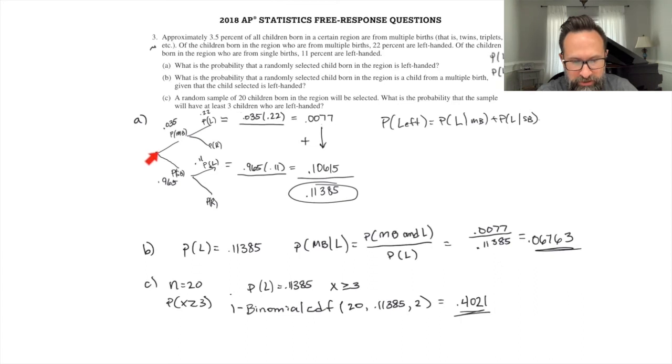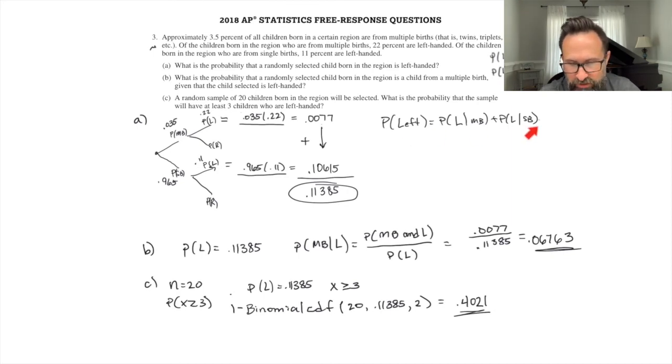I made a diagram basically talking about whether it was from multiple births or single births, and then whether it was left-handed or right-handed. Each of these things were complementary, and they told you one of the probabilities, so I could have figured out all of the probabilities if I had needed to. I wrote down each of the ones they gave me, and if I needed it, I found it. If I didn't need it, I left it blank, like for right-handed. I didn't need that probability, so I left it blank.